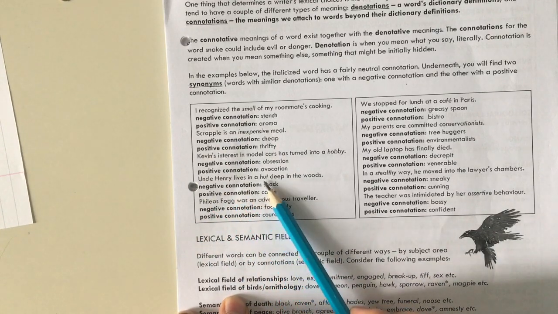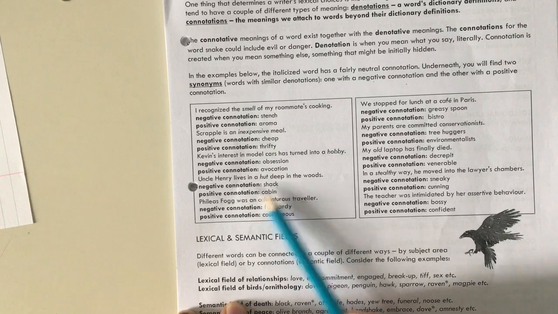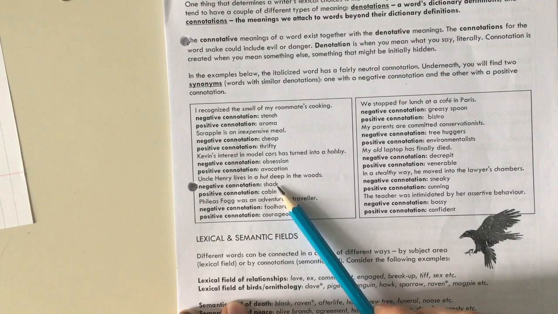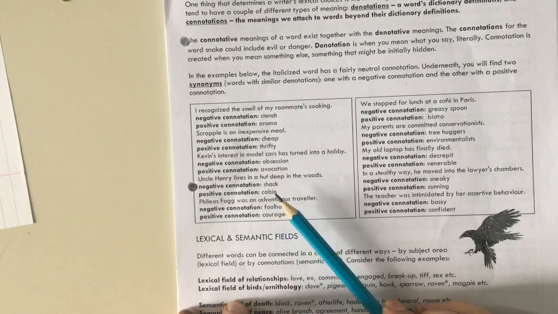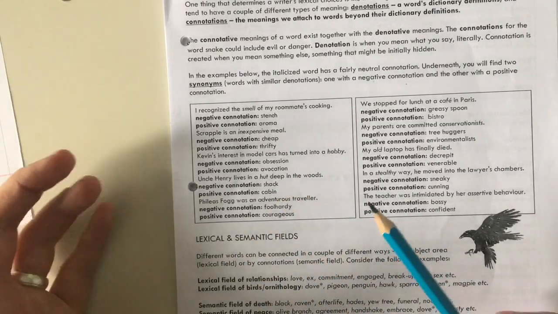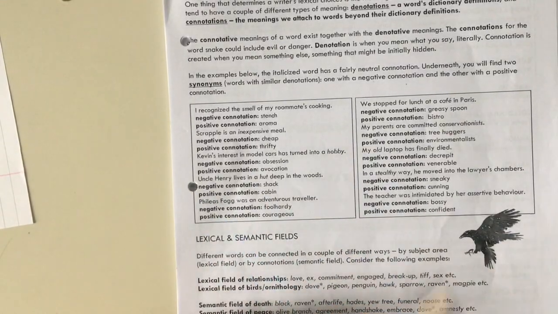Uncle Henry lives in a hut deep in the woods. So another word with the same denotation as hut would be shack or cabin, but hopefully you can see that they have different connotations. So a shack, Uncle Henry lives in a shack deep in the woods, that's quite negative, isn't it? Suggests he's out there on his own and it's not particularly pleasant. But if I was to say he lives in a cabin deep in the woods, it makes him sound quite posh, like he's got a holiday home or something. So again, same denotation, same denotative meanings, but different connotations here, positive and negative.